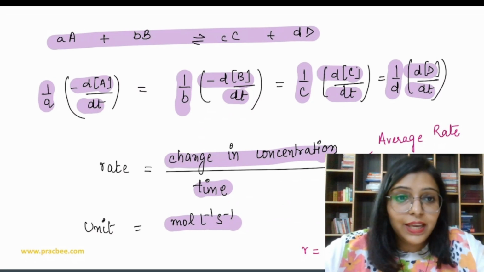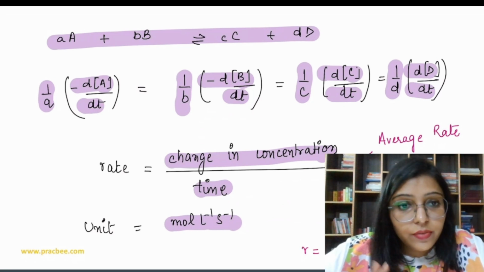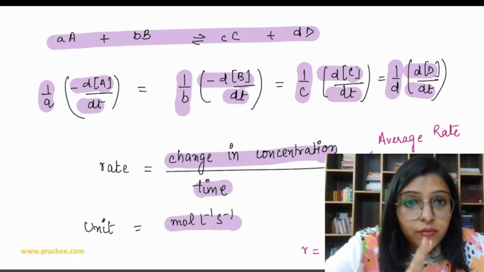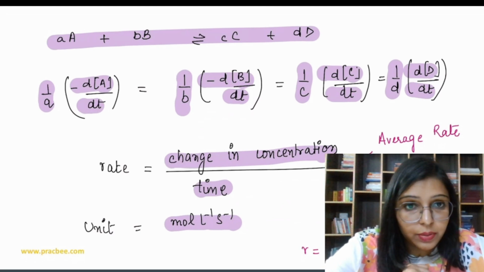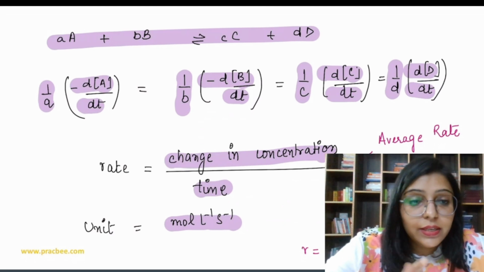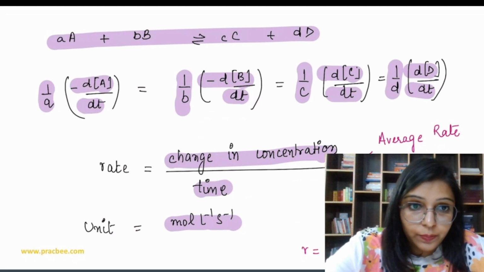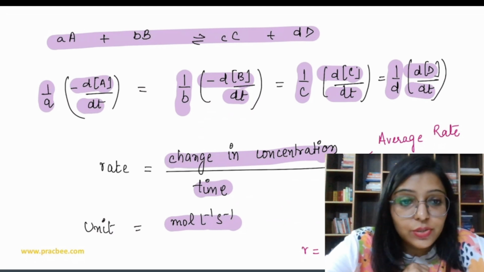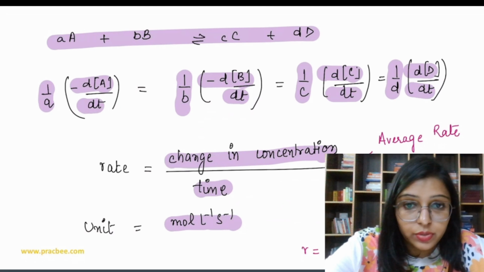So minus dA by dt is actually the rate of disappearance of the reactant A. Minus dB by dt is the rate of disappearance of the reactant B. dC by dt is the rate of appearance of the product C. dD by dt is the rate of appearance of product D with respect to time.